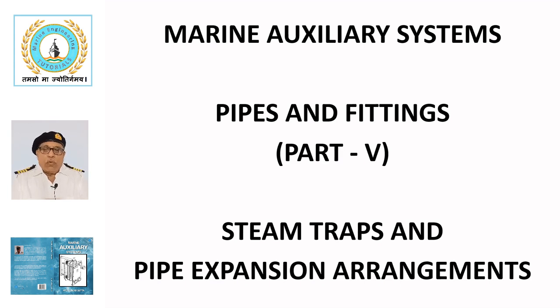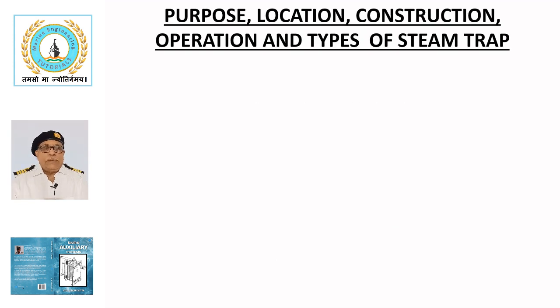Let us now go through each of these topics one by one in the following slides. Purpose, location, construction, operation and types of steam trap. What is a steam trap? A steam trap is a special type of valve which prevents the passage of steam but allows condensate to pass through.